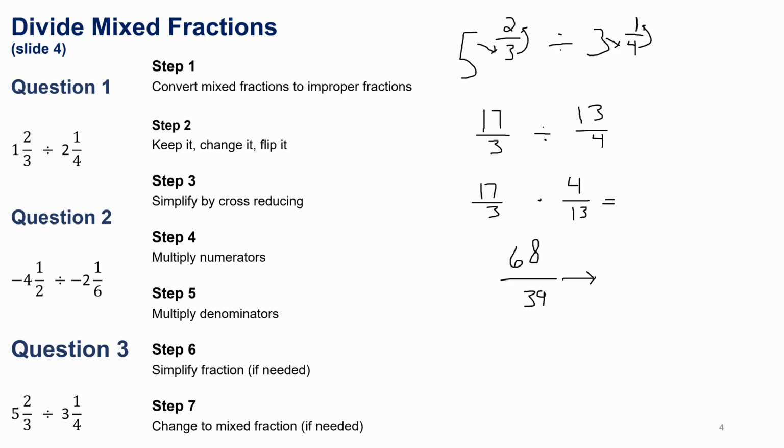By the way, I want to amend my previous statement here. 39 is actually not a prime number. The factors of 39 that divide into 39 are 3 and 13. 3 and 13 are prime numbers, but neither 3 nor 13 actually divides into 68. So it still does not simplify down, but I was incorrect in noting that 39 was a prime number. It's not. So 68 over 39 cannot be simplified, but we can change it to a mixed fraction.